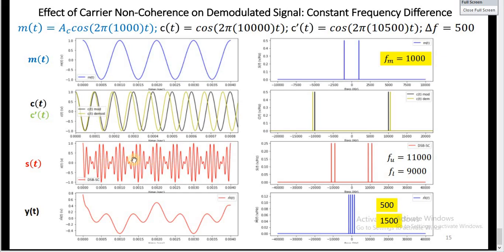Of course, this is s of t obtained by multiplying the message signal m of t with this carrier c of t equal cosine 2 pi 10,000 t. Again, we have an upper sideband at 11,000 hertz and a lower sideband at 9,000 hertz. As for the demodulated signal, we have this output in the time domain, which is quite different from the message signal m of t. This signal here is the sum of two sinusoidal terms at 500 and 1500 hertz. In the frequency domain, we have one component at 500 and another component at 1500 hertz.